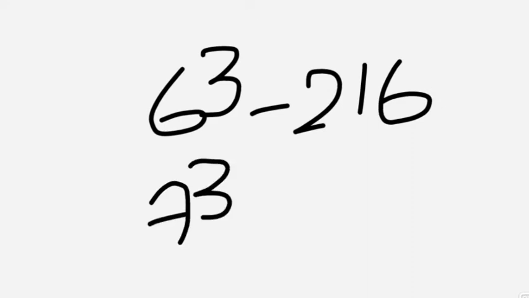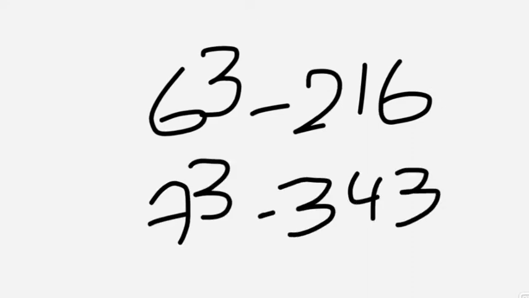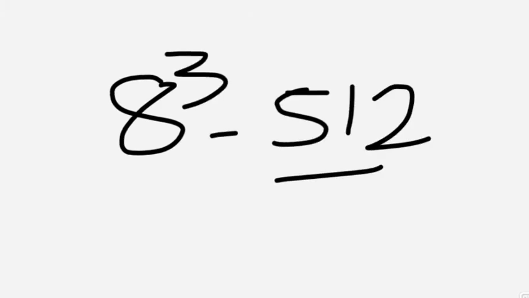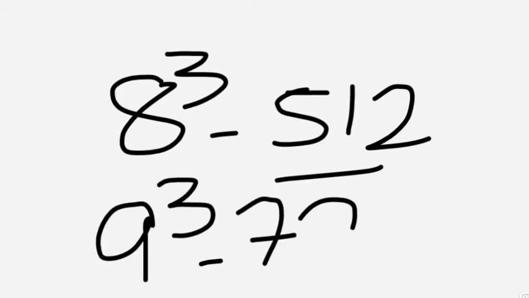7 cube is 343. So remember like this, 3 plus 3 is 7, 3 plus 3 is 7, 7 cube would be 343. So 8 cube is 512, okay, 9 cube is 729, okay. So next, now start.